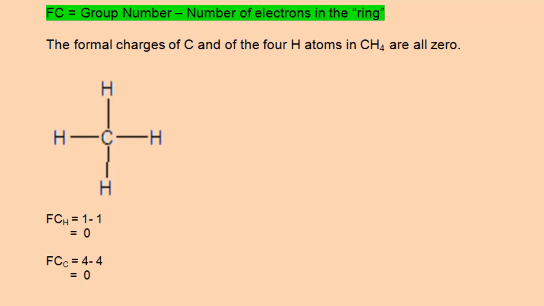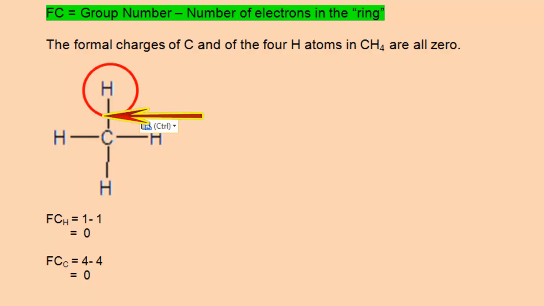It works very similarly, in that we determine the formal charge of each atom and then sum the formal charges. But it works like this. We're going to put a ring around each atom. First, we'll start with hydrogen. And the idea is that the ring cuts the covalent bond in half.